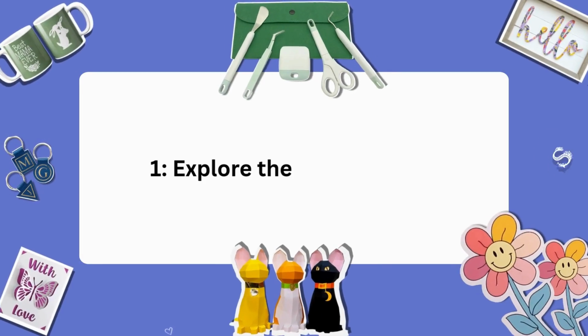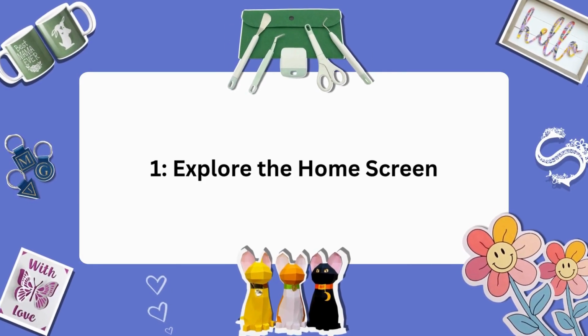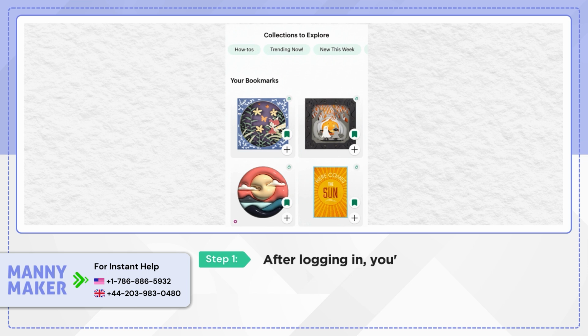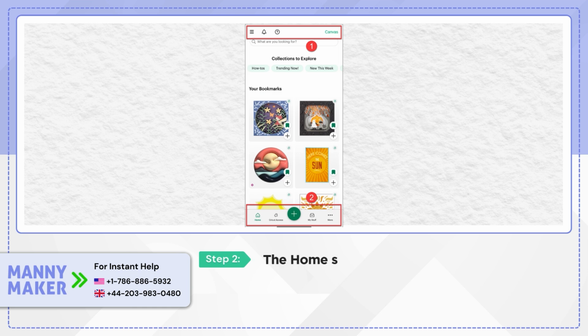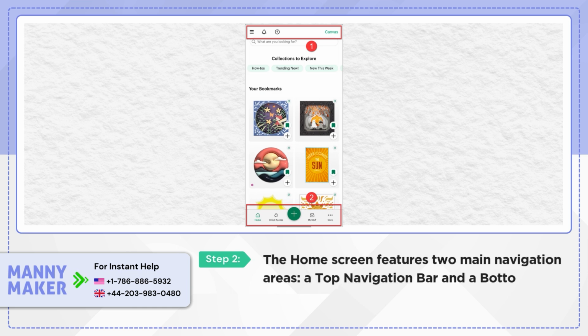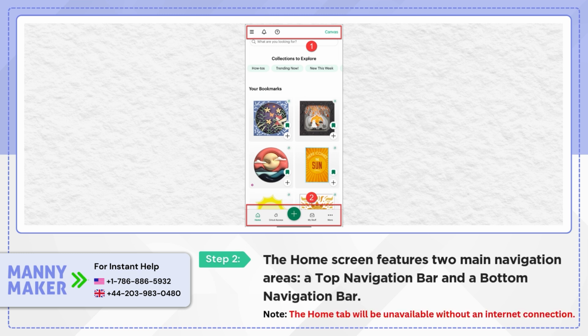First up, let's explore the home screen and its features. After logging in, you'll land on the home screen. This is the central hub for all design activities. The home screen features two main navigation areas, a top navigation bar and a bottom navigation bar. Please note that the Home tab will be unavailable without an internet connection.